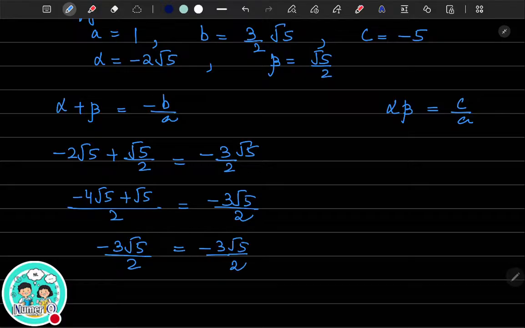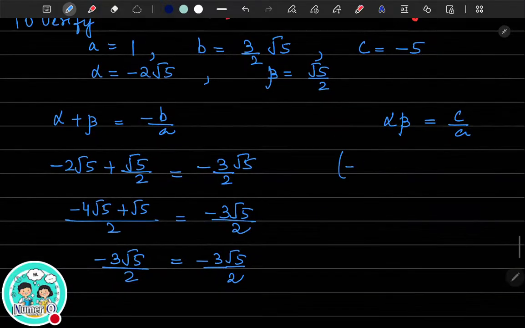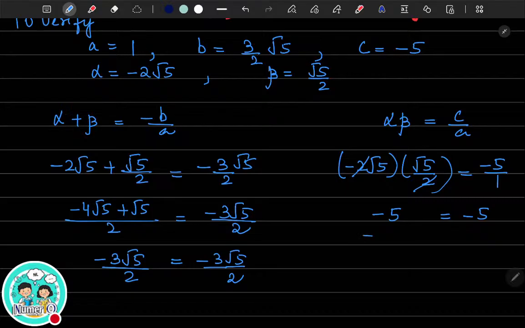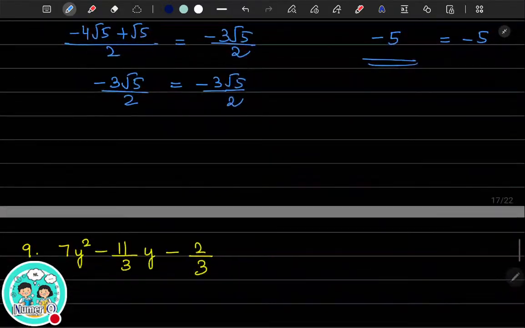This is your LHS equal to RHS. And what is alpha into beta? Alpha is nothing but minus 2 root 5 multiplied by root 5 by 2. So 2 gets cancelled. It is nothing but minus 5. So what is your C? C is minus 5 by 1, which is nothing but minus 5. Hence verified. Okay. So that's all you have to do.